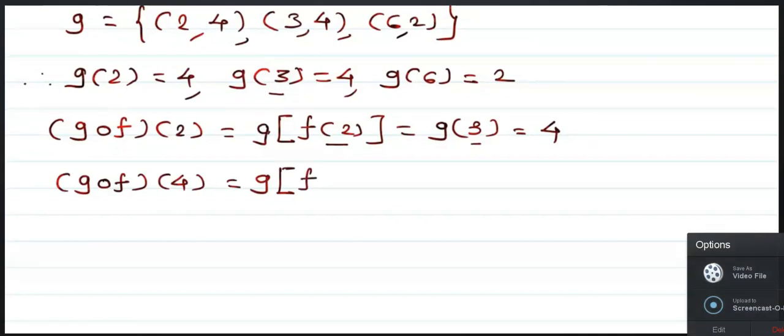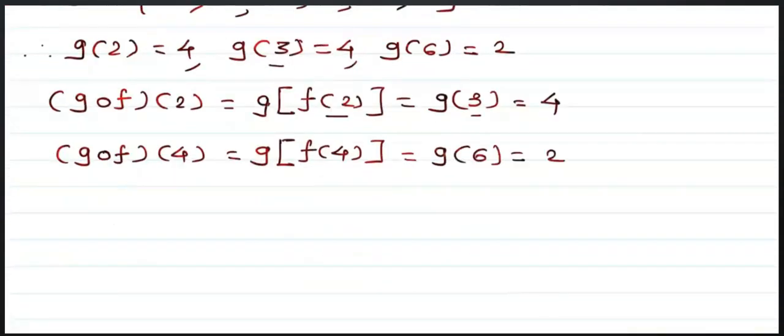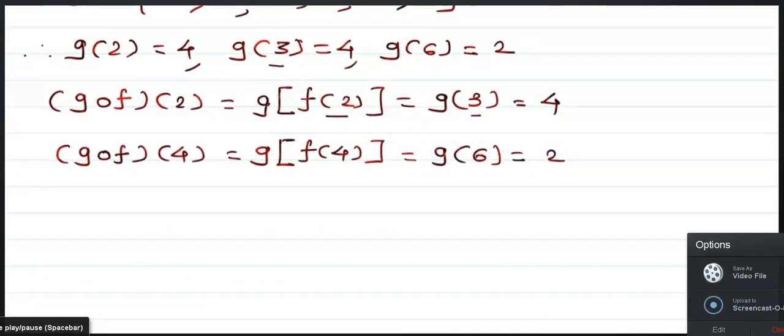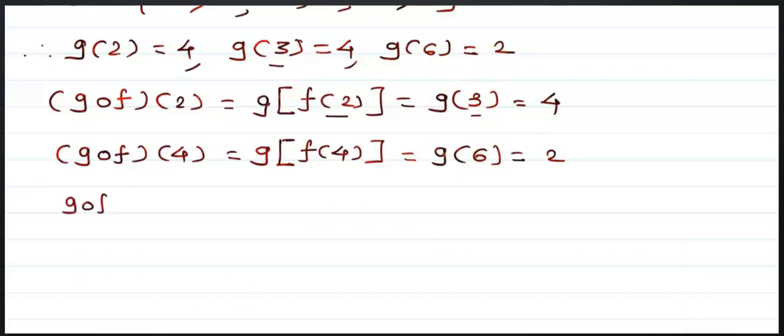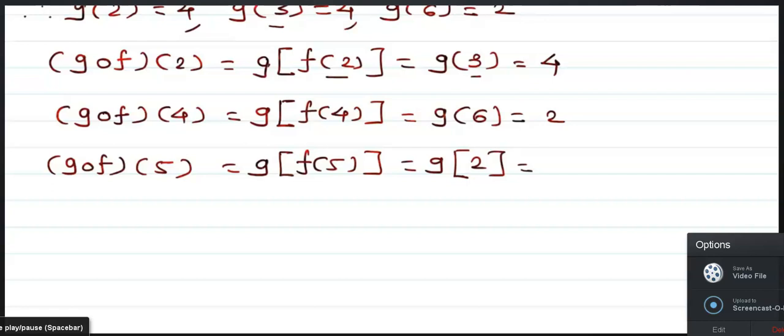Now again, (g o f)(4) is g of f of 4. We'll find the value of f of 4. The value of f of 4 is 6, and g of 6 is 2 here. Then (g o f)(5) is g of f of 5. What is f of 5? f of 5 is 2, it is given. And g of 2 is 4.